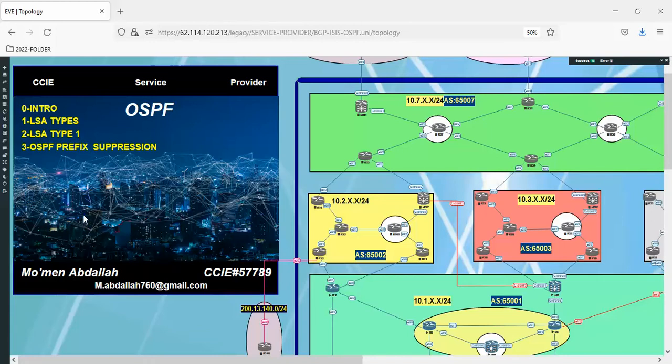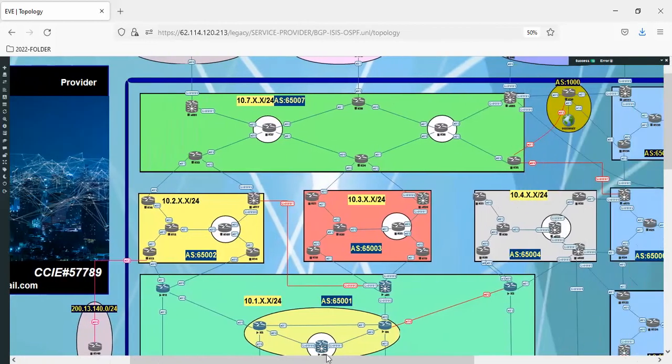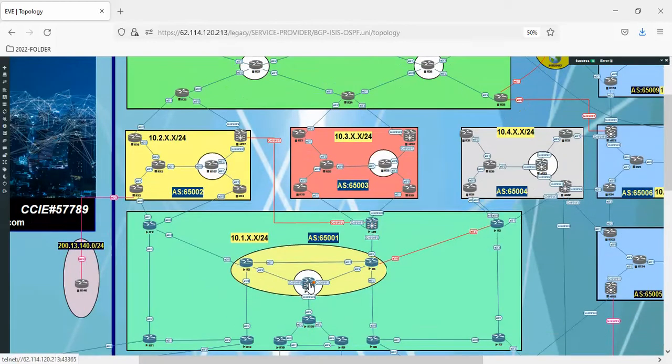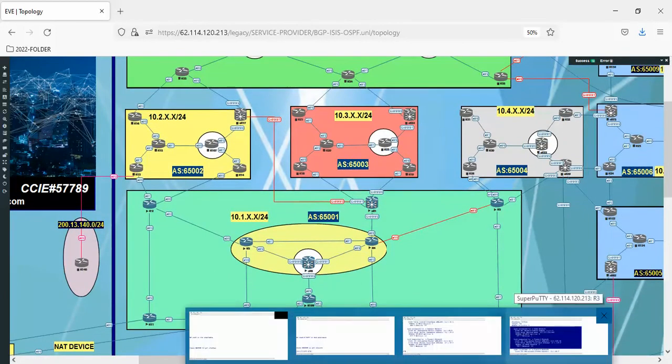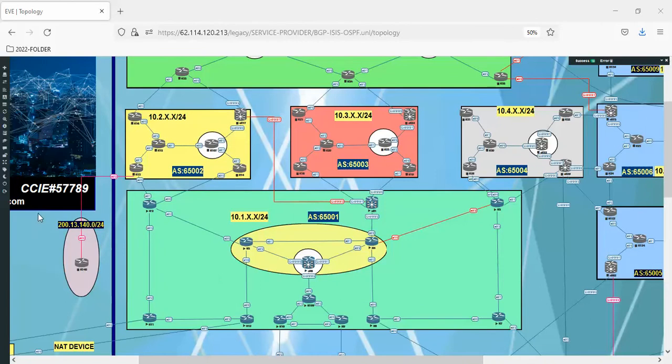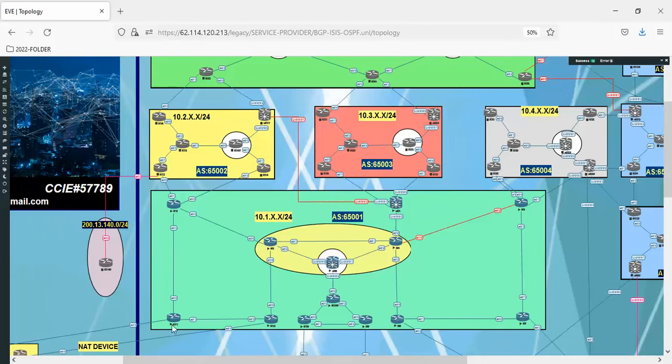Let's talk about the OSPF prefix suppression. What is prefix? What is suppression? And why we talk about the prefix suppression right after the LSA type 1.